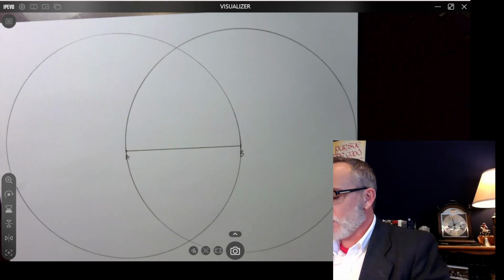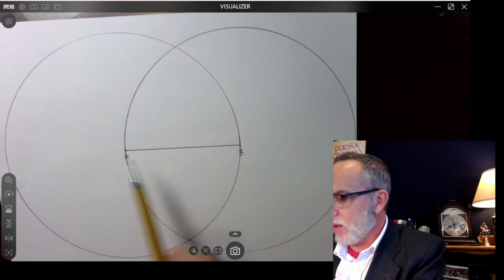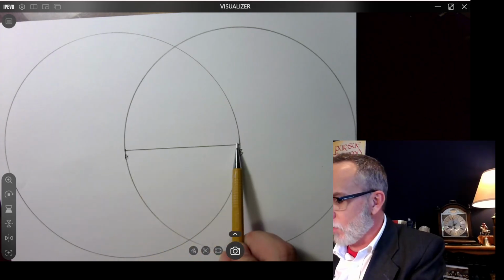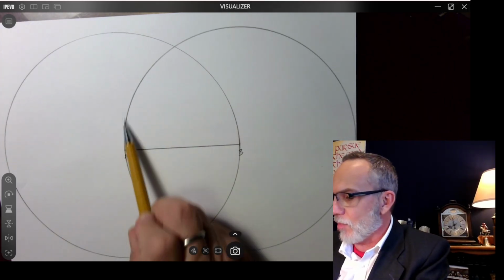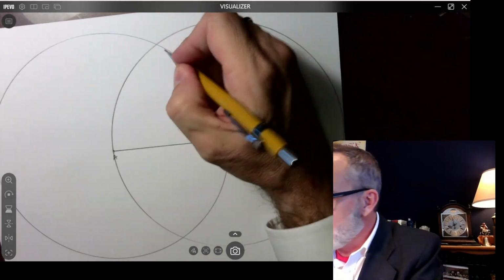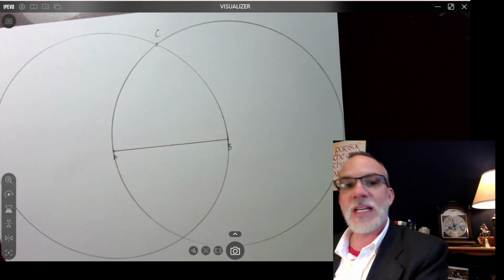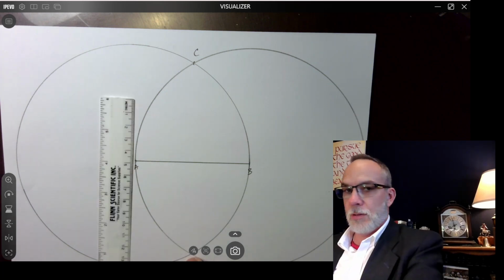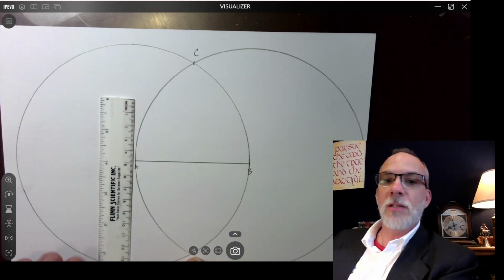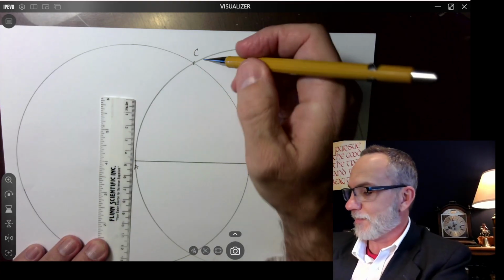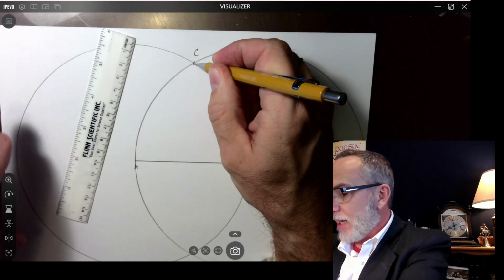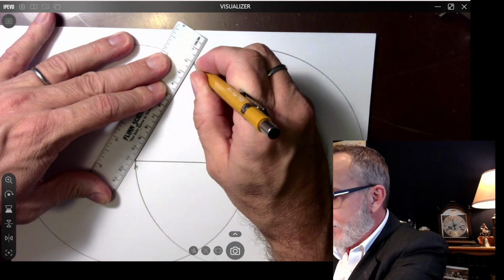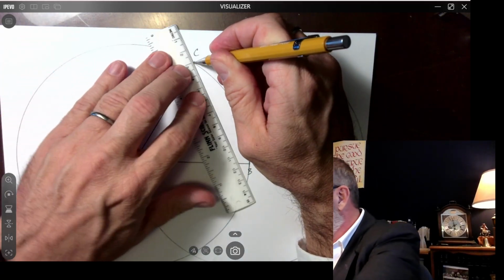So what we've got now is 2 circles. One of them centered at A, one of them centered at B, both of which share a radius. AB is a radius for this circle, and BA is a radius for this circle. You see this spot up here at the top where the circles intersect? Label that C, as in Charlie. Charlie bit my finger. Now, take your straight edge and connect C to A and connect C to B.